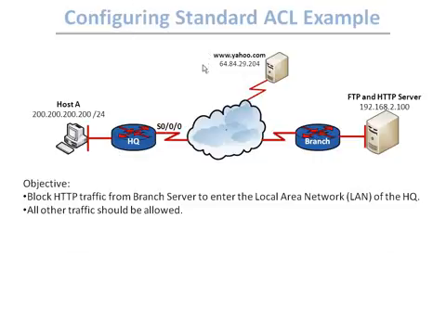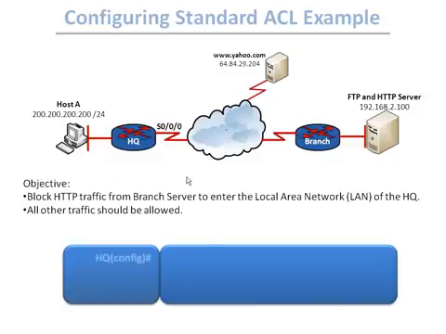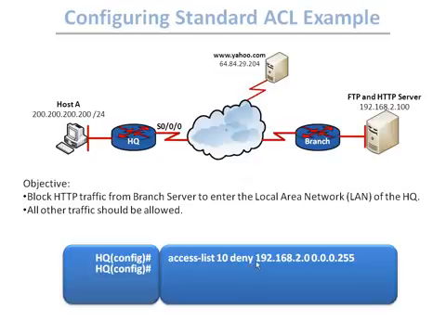All we have to do is go into global configuration mode of the HQ router and type access-list, then some number between 1 and 99, in our case 10, then deny, and then we have to specify the source. From where do we want to deny the traffic?